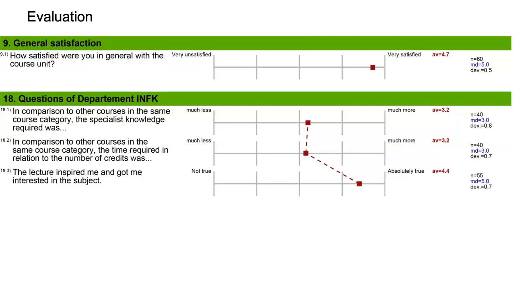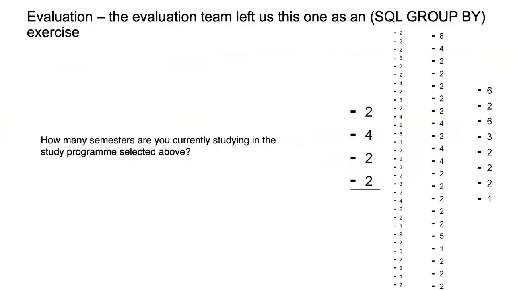Then there are questions. Here, the goal is to be in the middle, right? The first two questions are about the comparison with other courses in terms of requirements. And here we want to be kind of balanced with the other courses, right? The relationship between credit and time seems to also be under control. And you were inspired by the lecture. So this is great. And then every semester they have fun with us, because when they ask in which semester are you, somehow there's a bug in the system and they directly give us the data. So that's an exercise for you. You can just feed the data in there and build the SQL GROUP BY query and figure out the histogram like this. All right.